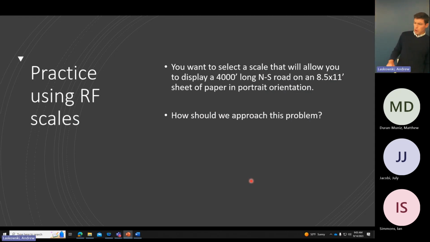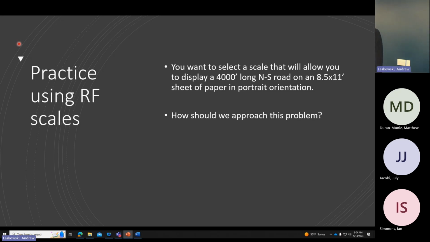All right, let's do a little bit more practice here. Another example of one of these scale calculations. So the setup here is that I want to select a scale. Let's say we know the dimensions of some features we want to map, and we want to choose the map scale that we're going to use in our GIS to create this map. So we have a 4,000-foot long road. The road is running north to south, and our page size is 8.5 by 11.